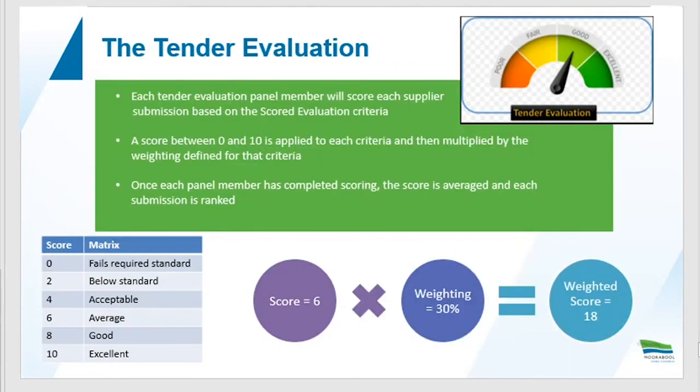The tender evaluation process. Each evaluation panel member will score each supplier's submission based on the scored evaluation criteria within the procurement documentation. A score between 0 and 10 is applied to each criteria and then multiplied by the weighting defined for that criteria. Once each panel member has completed the scoring, the score is averaged and each submission is ranked based on highest score. So there's just a little overview of the different scorings and rankings that may apply.